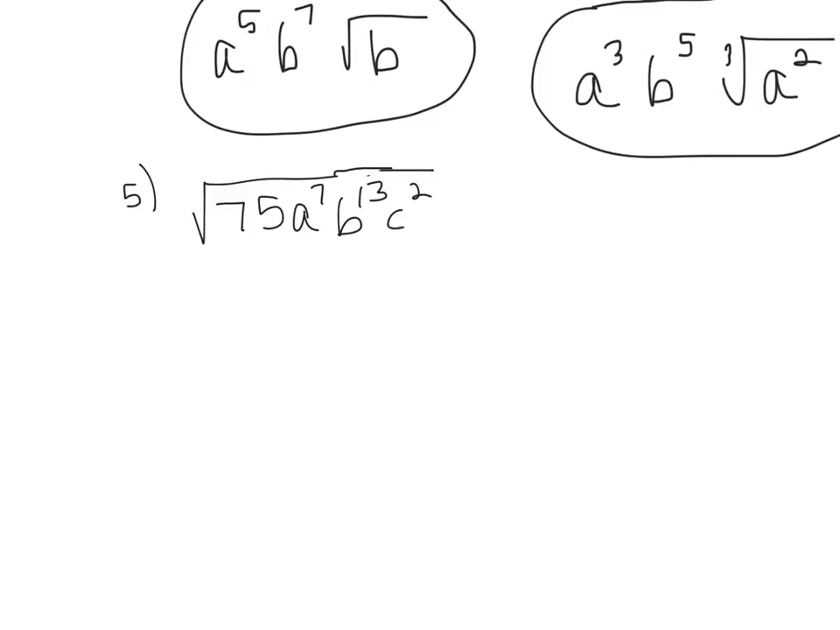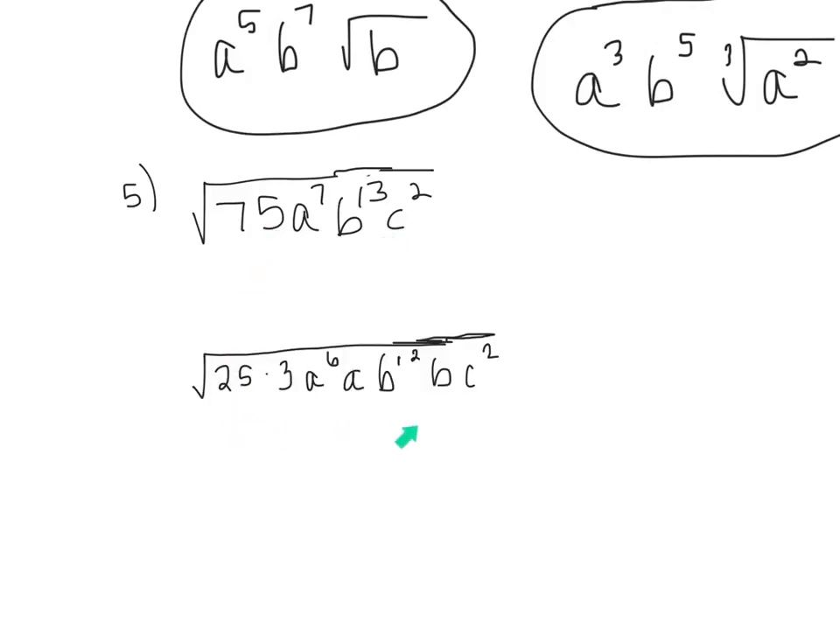So here's number 5. It's a combination of variables and a constant underneath the radical. So we're bringing it all together in one problem. We're going to have to break down the 75 because it's not a perfect square root. A to the 7th is not a perfect square root, so we're going to separate that. B to the 13th, we can't take even groups of 2, so we're going to separate that. C squared is a perfect square root for a variable, so we don't need to worry about that one.